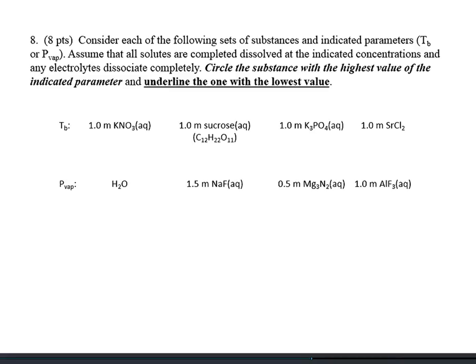Now we're going to move on to number 8. Number 8 is worth 2 points apiece. Okay, so consider the following sets of substances. Now, these are solutions, okay? And so this is a colligative properties question. And the colligative properties in this case are going to be boiling point elevation and vapor pressure lowering.